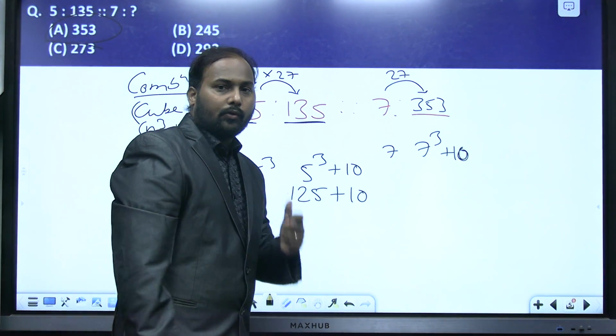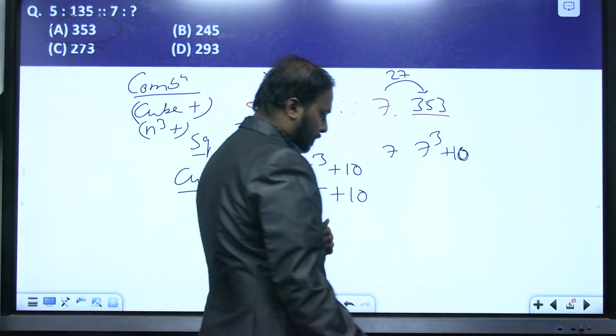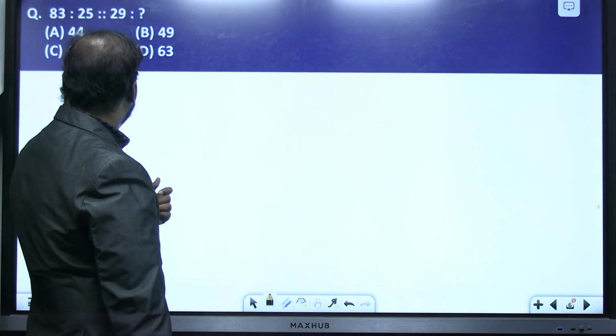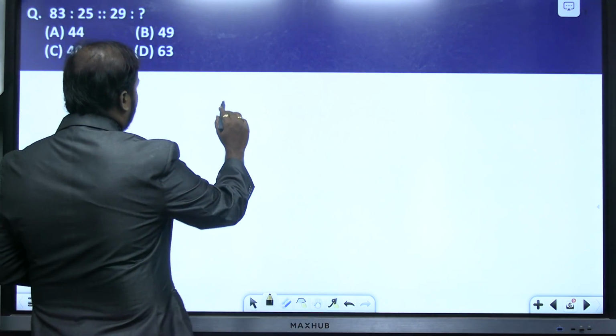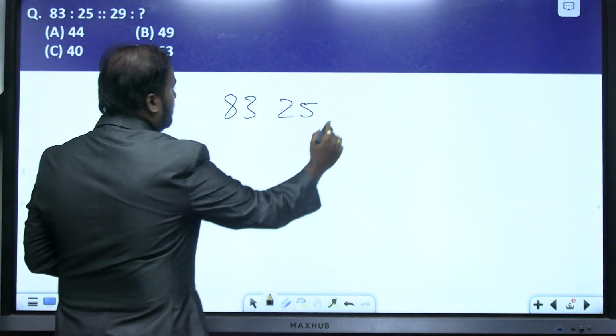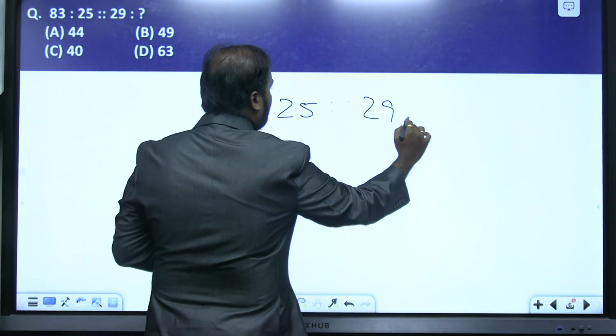Okay. So this is how you need to approach in the exam. Approach is very, very important to solve these questions in the exam. Similarly, you see one more question. You are having 83 and followed by 25. Similarly, 29 is how much?